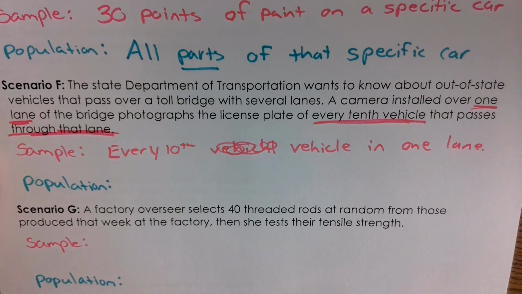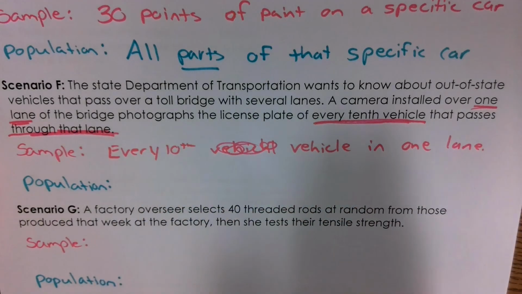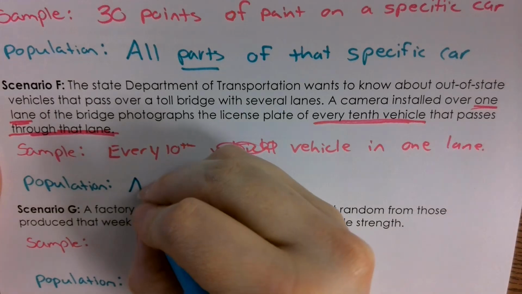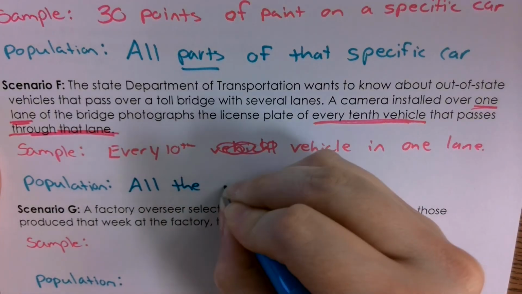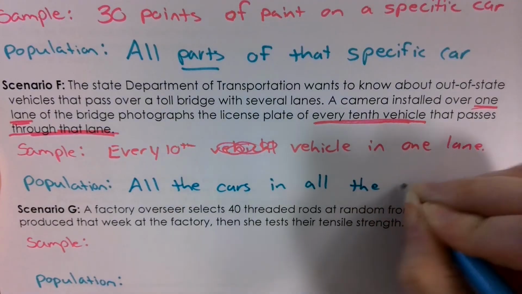All the other cars, but not just through that lane. It's all the other cars through all the lanes, right? There are several lanes, okay? They want to be able to gauge it for everything. So it's all the cars in all the lanes.